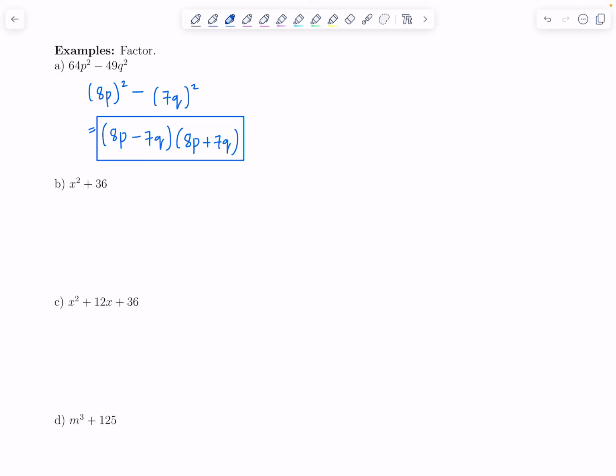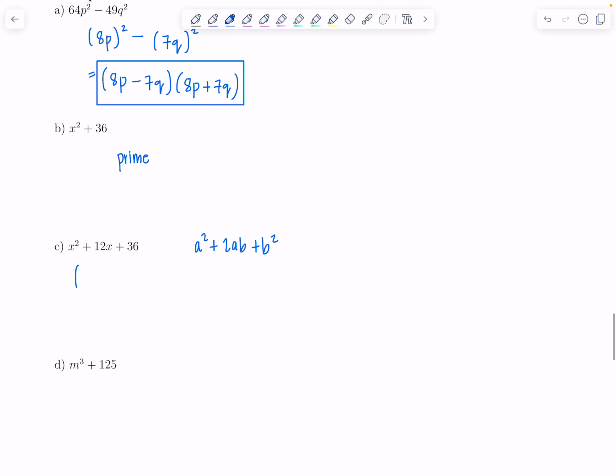Okay, what about x squared plus 36? Oh, that's a sum of squares, right? Okay, so that's prime. Doesn't factor. Nope, nope, nope. What about x squared plus 12x plus 36? That's actually a perfect square trinomial. It fits the pattern a squared plus 2ab plus b squared. So it's going to factor just into x plus 6 quantity squared.